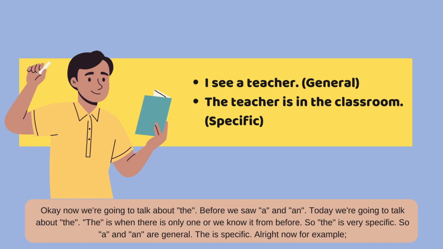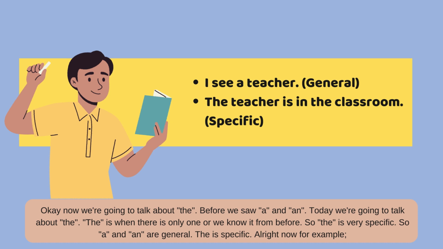Okay, now we're going to talk about the. Before we saw a and an. Today we're going to talk about the. The is when there is only one or we know it from before. So, the is very specific. So, a and an are general. The is specific.